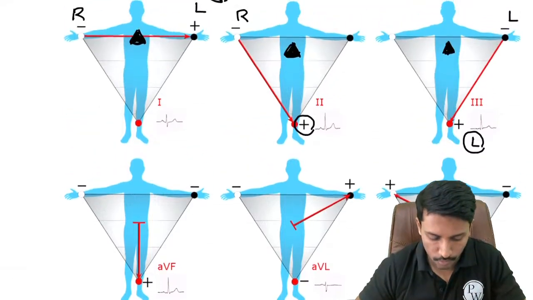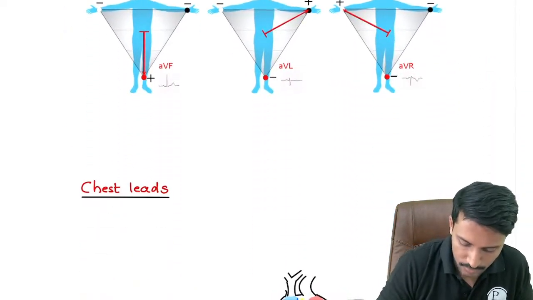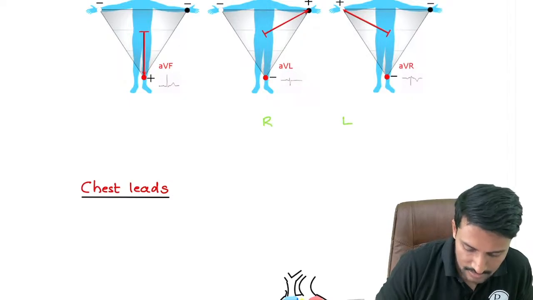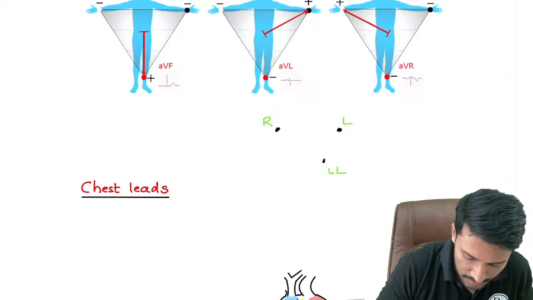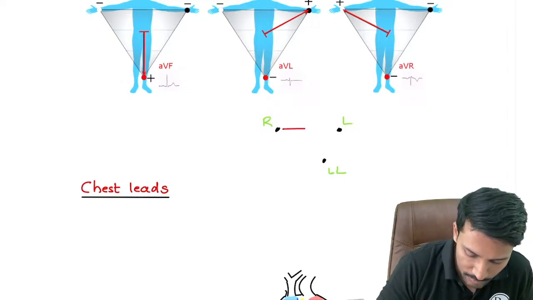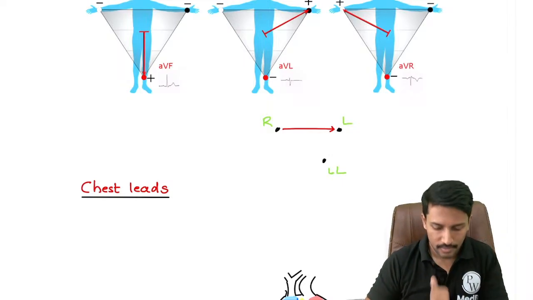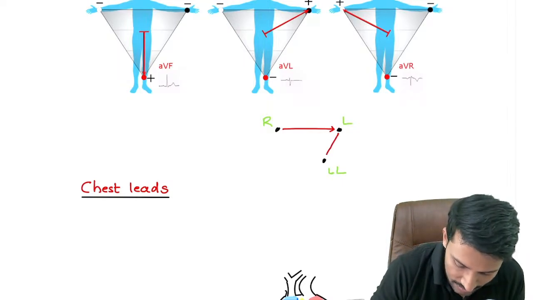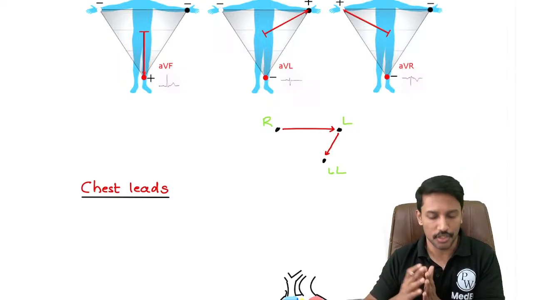Again, if you're not able to understand, let me tell you. I will give you a simple example. If this is the right hand, this is the left hand, and this is the left leg, I will be placing 3 electrodes between these. So in the case of the regular bipolar limb leads, I am measuring the potential difference between the right hand and left hand, or the left leg and left hand. This is how I am making the measurement of potential difference.